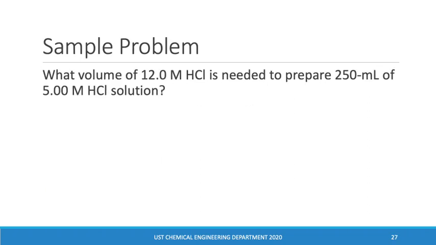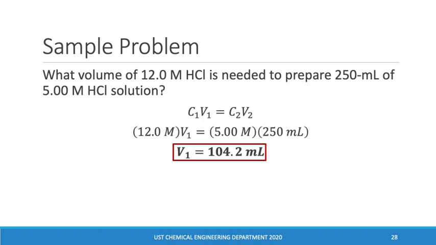To further understand the concept of dilution, let us consider this problem. What volume of 12 molar HCl is needed to prepare 250 ml of 5 molar HCl solution? Since we know that the initial concentration is 12 molar, the final volume is 250 ml, and the final concentration is 5 molar, we can then substitute the known values in the equation and solve for the initial volume. Calculating, we get V1 is equal to 104.2 ml.